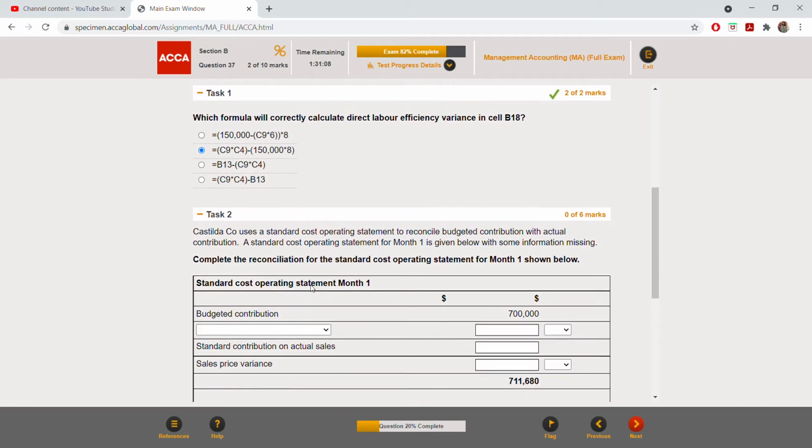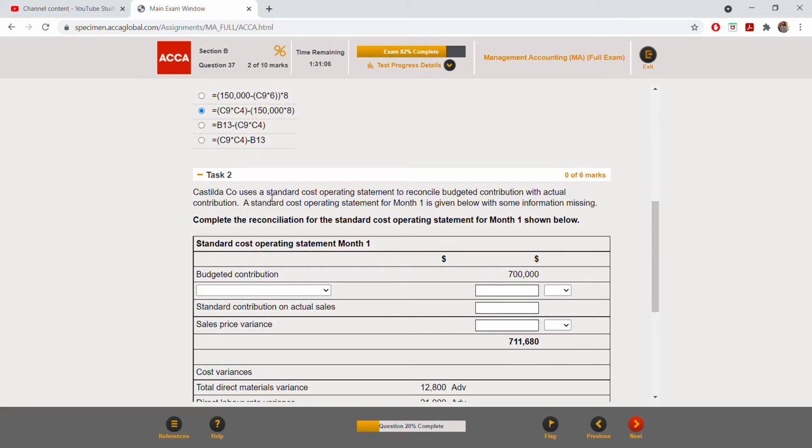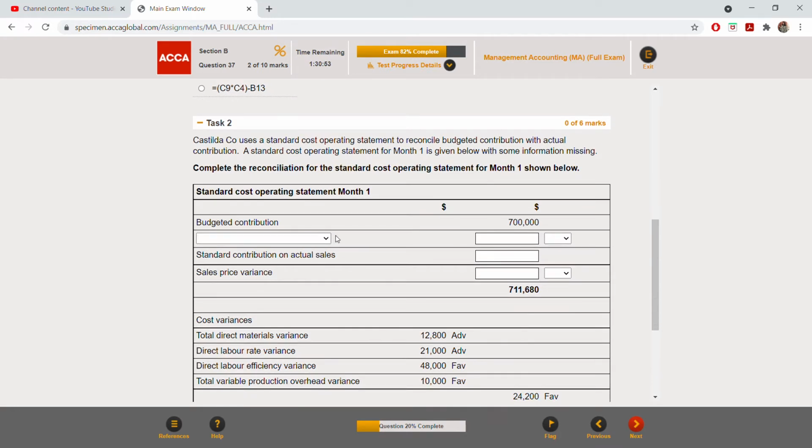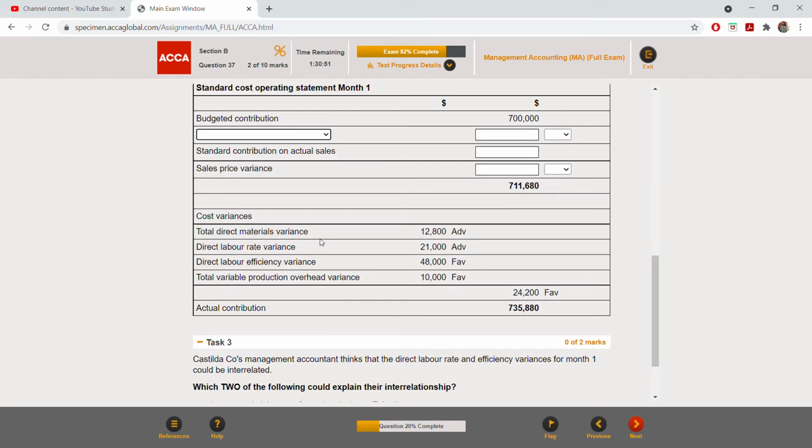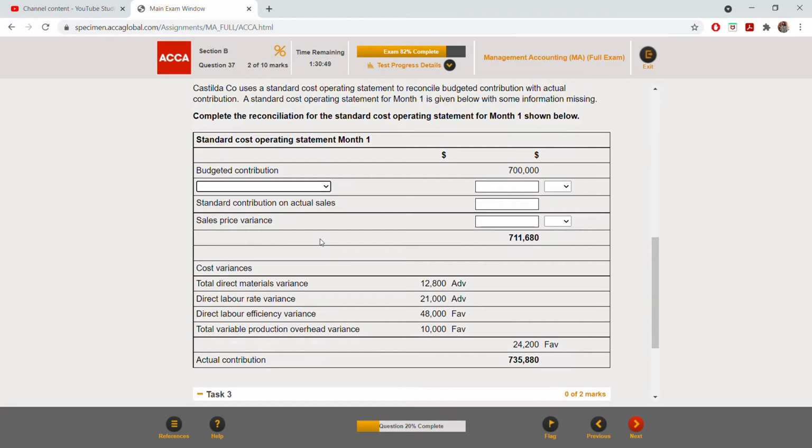Task 2. The company uses a standard costing operating statement to reconcile budgeted contribution with actual contribution. A standard costing operating statement for month 1 is given below with some information missing. Complete the reconciliation of the standard costing operating statement for month 1 below. You have to complete it now. Okay, you'll be given a drop-down list and you have to select one. Looking at this, keep this. So the budgeted contribution, what is the budgeted contribution? 700,000. Next.